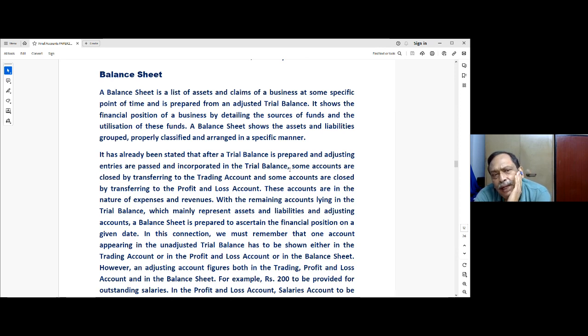It shows the financial position of a business by detailing the source of funds and the utilization of these funds. A balance sheet shows the assets and liabilities grouped, properly classified and arranged in a specific manner.